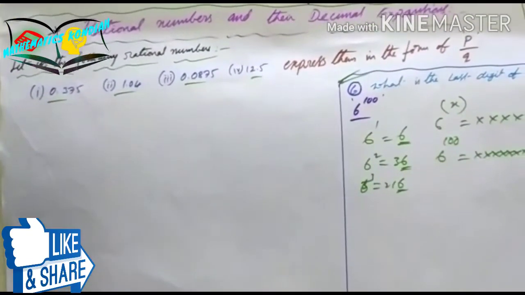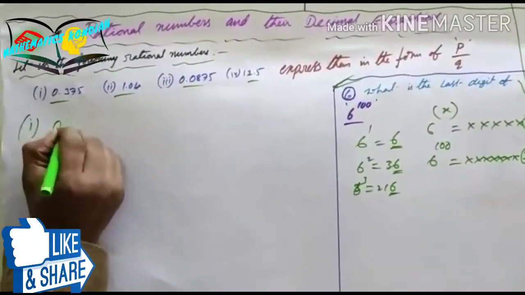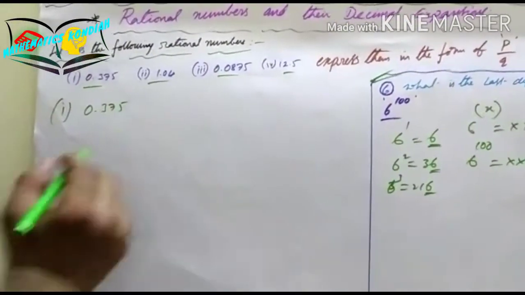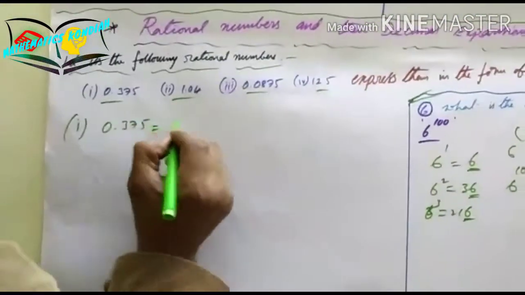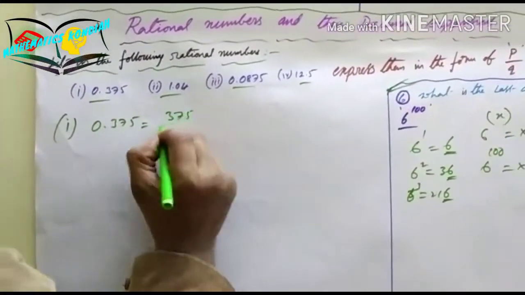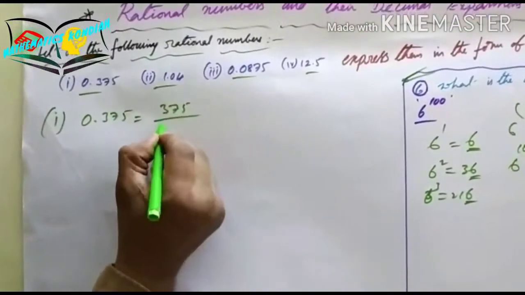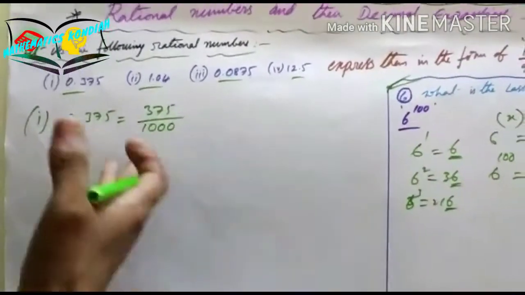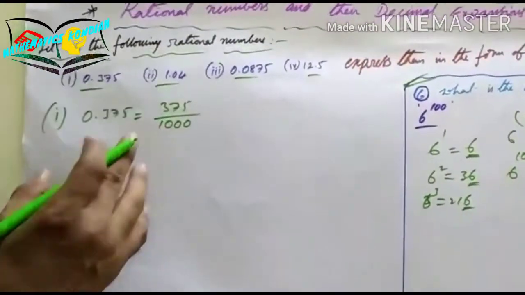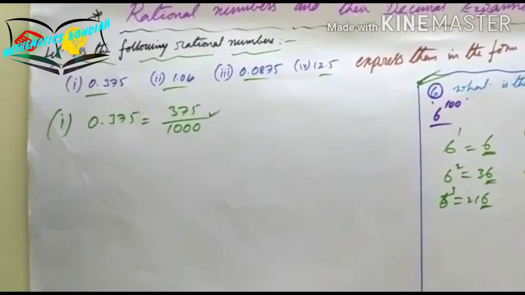For example, number 1 is 0.375. What is the condition? The p by q form. So 375 divided by 1 followed by 3 zeros, because there are 3 digits after the decimal point. That is 1000. This is already well known to you, very simple compared to the standard of 5th or 6th class.